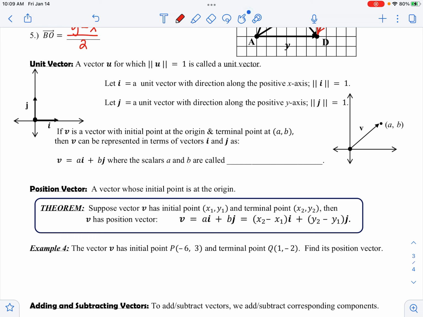Okay, a little bit more vocabulary, and then we're done with notes for today. So next vocabulary word is a unit vector. A vector that has a length of 1 is called a unit vector. So that's what this says right here. This says length of 1. Length or magnitude, right?